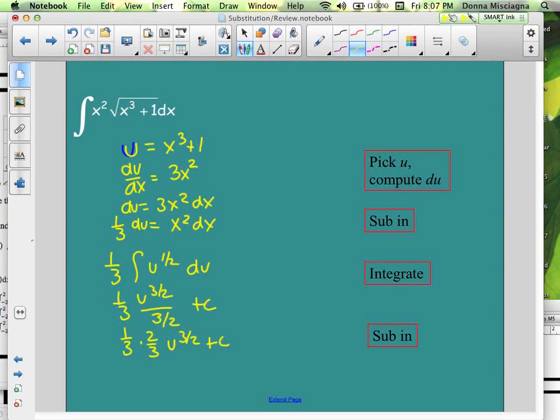That's going to give me 2/9. So we have 2/9 times u to the 3/2 plus c, and all I've got to do is substitute back. So my function is f of x equals, and u was x cubed plus 1, so that's 2/9 times x cubed plus 1 to the 3/2 power plus c.